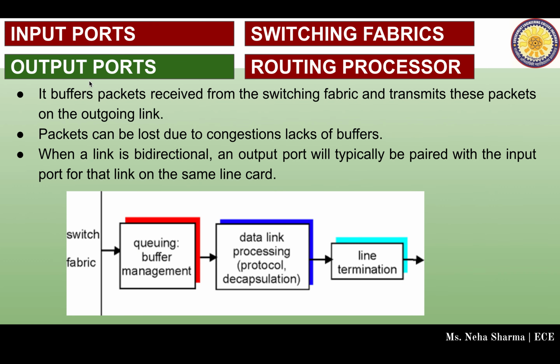Next is your output port. It buffers packets received from the switching fabric and transmits these packets on the outgoing link. Packets can be lost due to congestion and the lack of buffers. When a link is bidirectional, an output port will typically be paired with the input port for that link on the same line card. You can see here the packets coming from your switch fabric, queuing if there is a waiting line, and then we have the data link processing protocol and decapsulation, and finally the line termination.